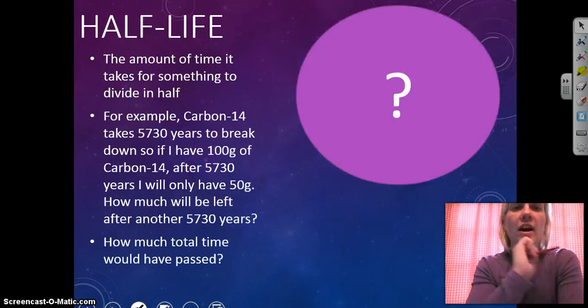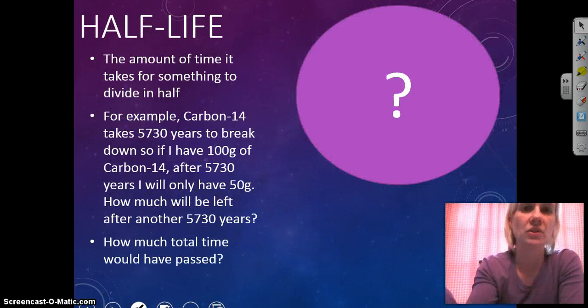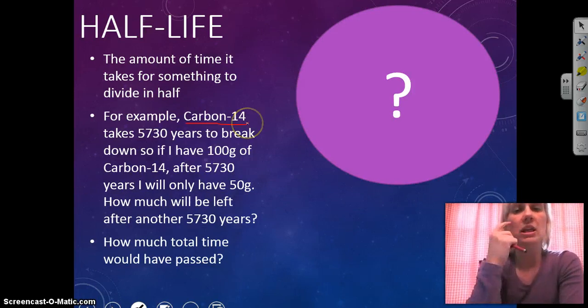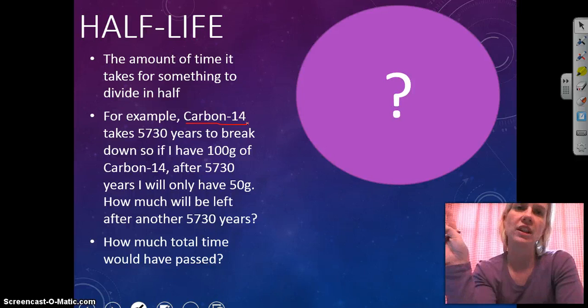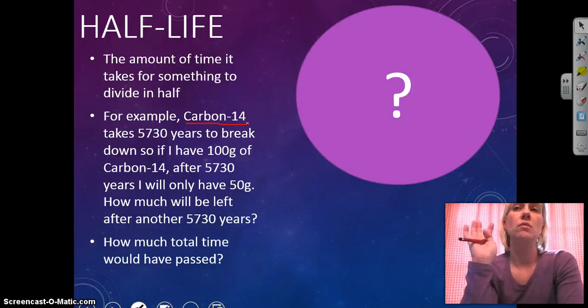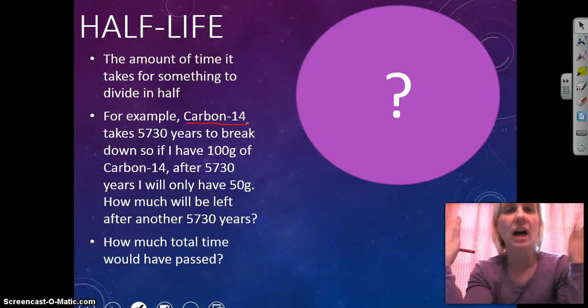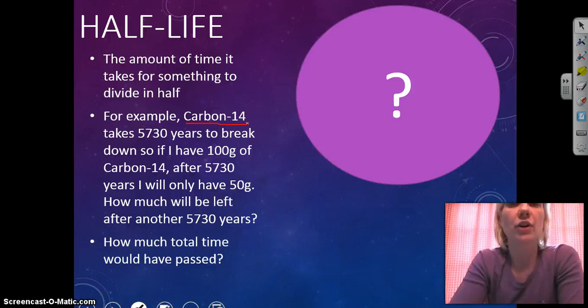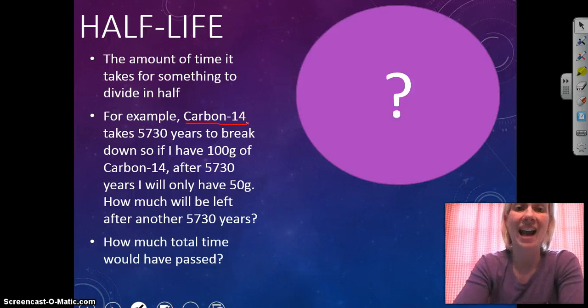And with half-life, it's how much time it takes for something to divide in half. And everything's different. All right, so if we look at carbon-14, carbon is found in all living things. And so when we meet our maker and die, our carbon is going to be left and it breaks down. It's a radioactive element that will break down. It takes 5,730 years for it to break in half.